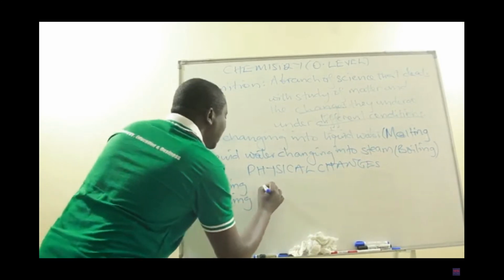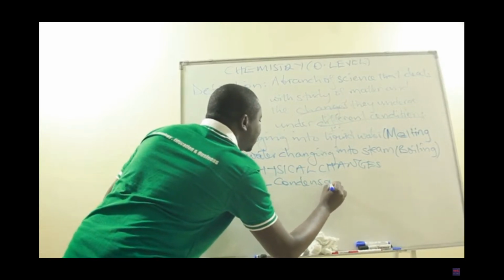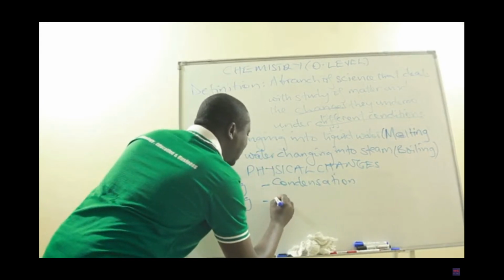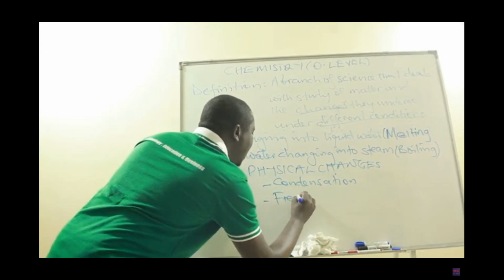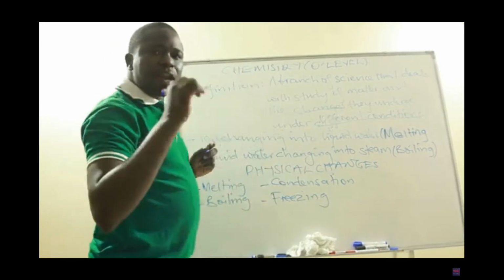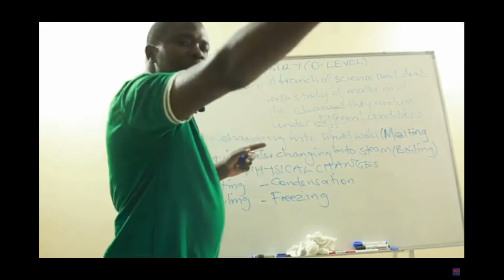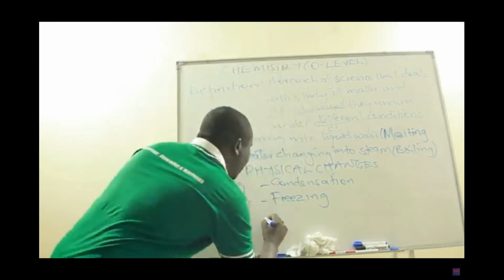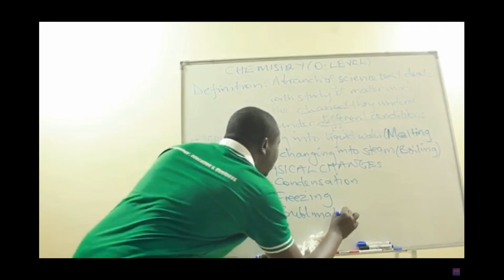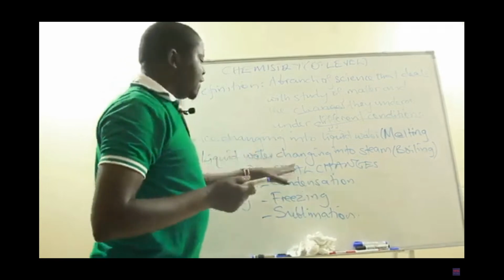We have the process of condensation, where a gas changes back into a liquid. Then we have the process of freezing, whereby a liquid changes into a solid. Then there is one unusual change whereby a solid changes directly into a gas, or a gas changes directly into a solid. And that's what we call the process of sublimation. So all these are changes, and they are called physical changes.